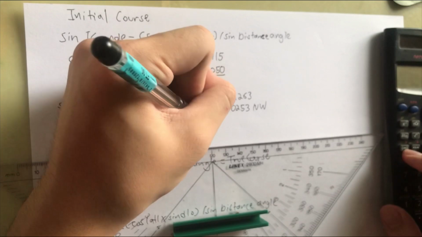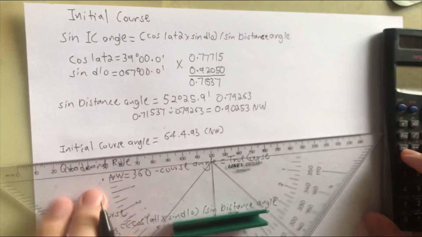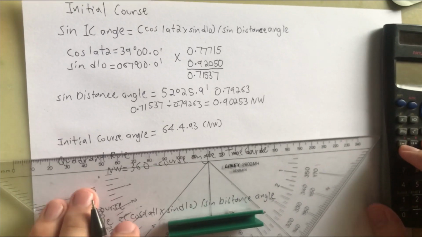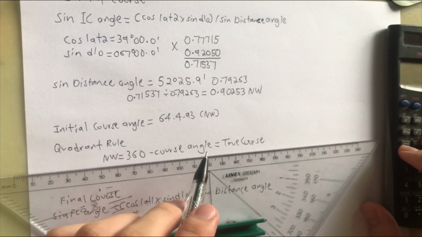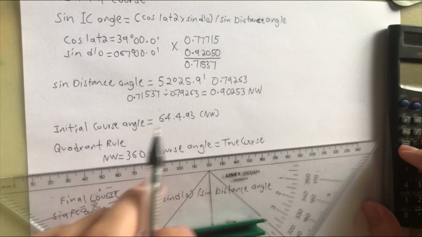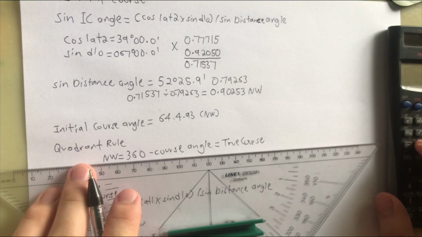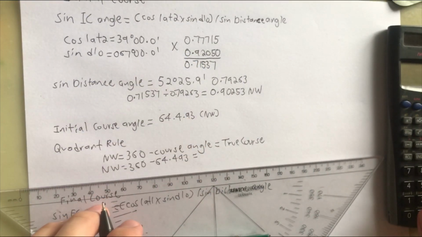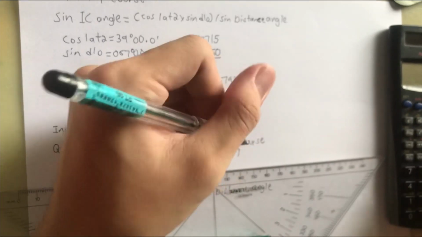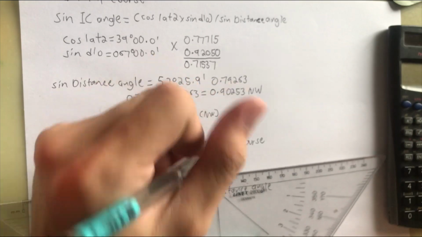We will put shift sin of the answer and equals. So our initial course angle is 64.493. The next is the quadrant rule and we will look for the northwest in the quadrant rule. The formula is northwest equals 360 minus course angle equals true course. So northwest equals 360 minus 64.493 equals 295.507. So our initial course is 295.507.